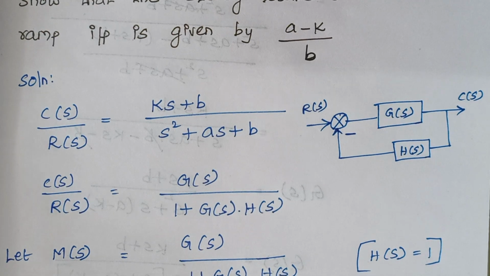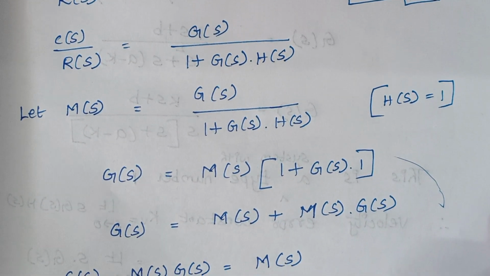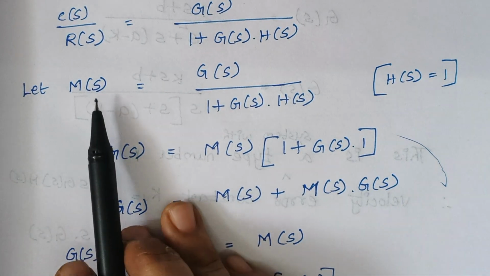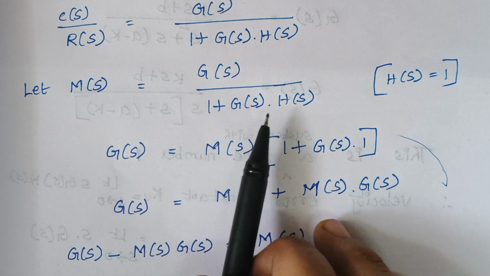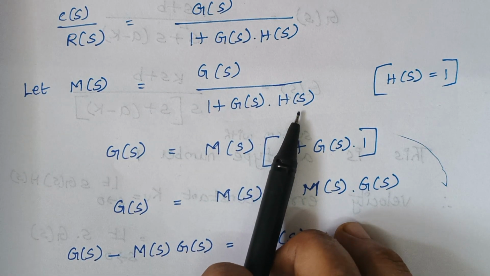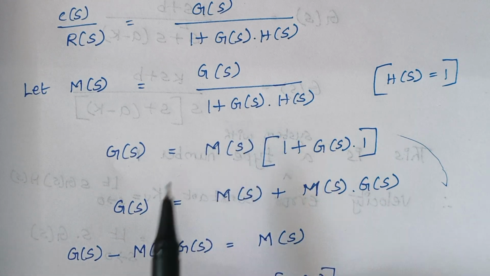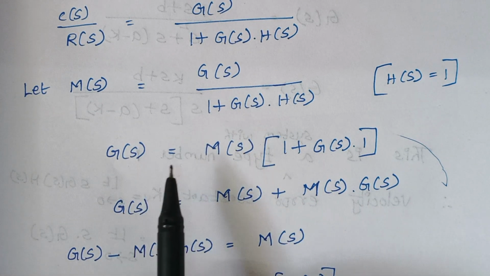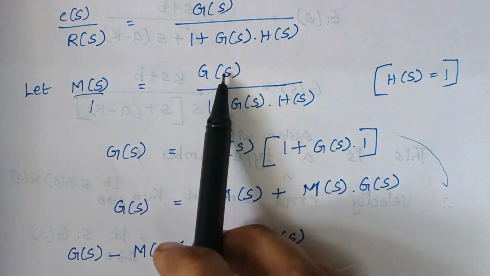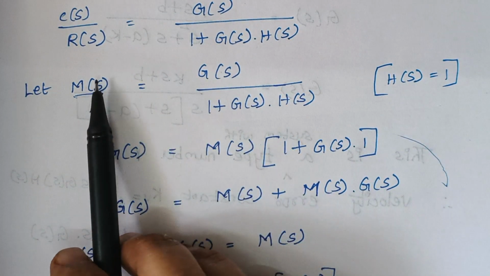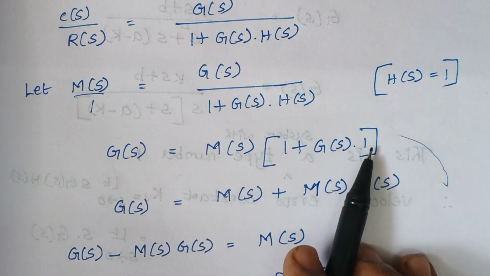In order to find that, we are introducing a new term, M(s). So this M(s) is equal to G(s) divided by 1 plus G(s) into H(s). Here we are assuming this by ourselves. The next thing, I am cross multiplying. When you cross multiply, what happens here? This is M(s) by 1, so 1 into G(s), and here this M(s) gets multiplied by this term. So here I have written that step.